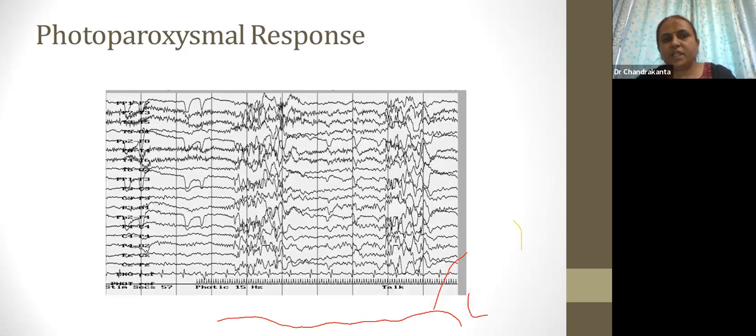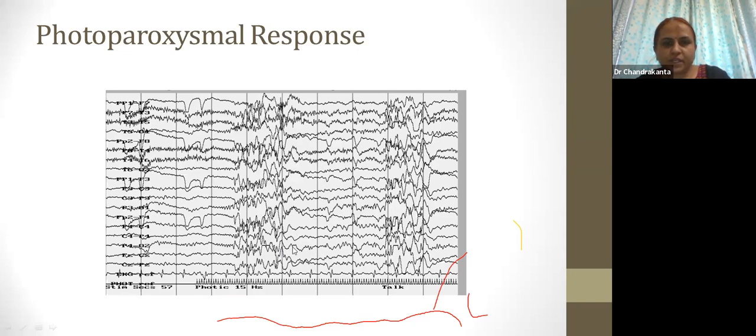And then the abnormality can be in the form of photoparoxysmal response. So what is photoparoxysmal response? We know that we use hyperventilation and photic stimulation to precipitate the epileptiform discharges. Photoparoxysmal response means that when we are giving photic stimulation, there is precipitation of epileptiform discharges, and often we get this in myoclonic epilepsies. And if a child has photosensitivity like this, we have to avoid flickering light and those types of things, because that can precipitate epilepsy.